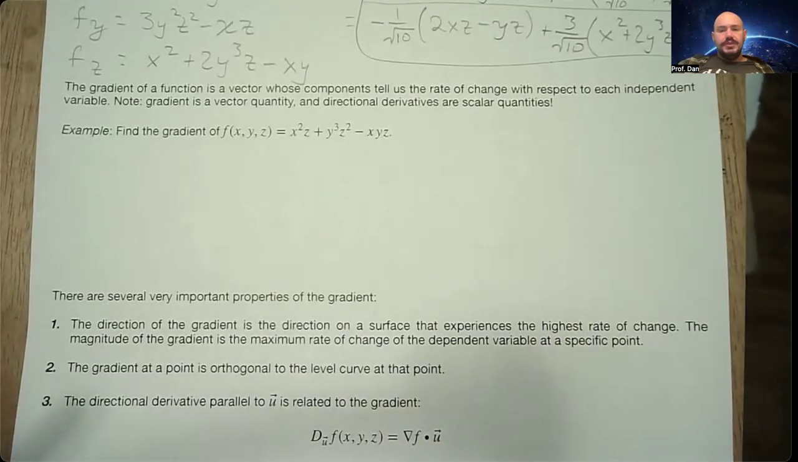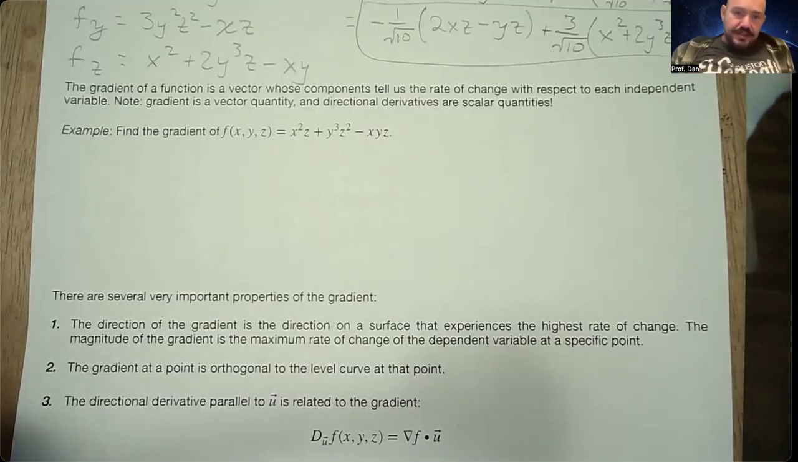So what we learned just now, what we did examples on, the directional derivative is a scalar. It's a number. The gradient is a vector. All right. And it actually has a lot of really cool, super useful qualities that we'll talk about after I show you how to find the gradient.